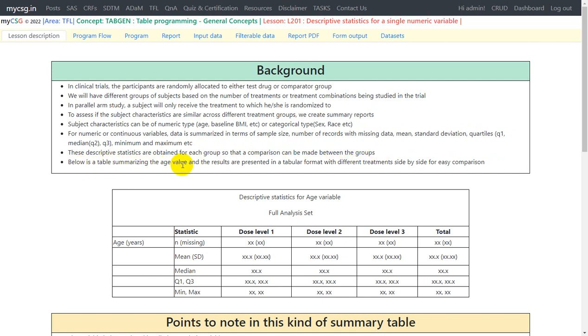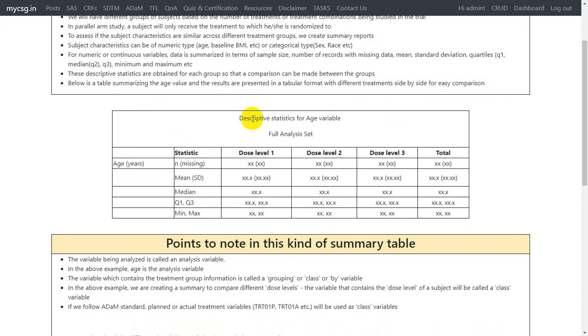Below is a table summarizing the age value, and the results are presented in a tabular format with different treatment groups side by side for easy comparison. We have this table title which says descriptive statistics for age variable based on a subset of subjects which is called the full analysis set. In this, the variable age in years is being summarized in terms of n and missing, mean, standard deviation, median, quartile 1, quartile 3, minimum value and maximum value.